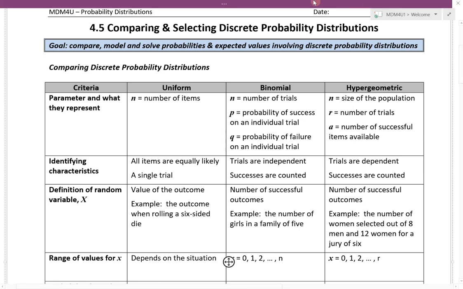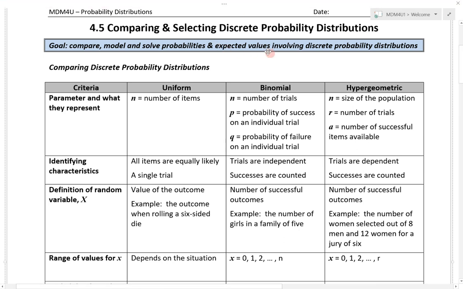All right, 4.5, comparing and selecting discrete probability distributions. This is all about how do you compare the three different distributions and their expected values, and how would you know when to use which one? Okay, so criteria. You have the three different probability distributions we've studied.